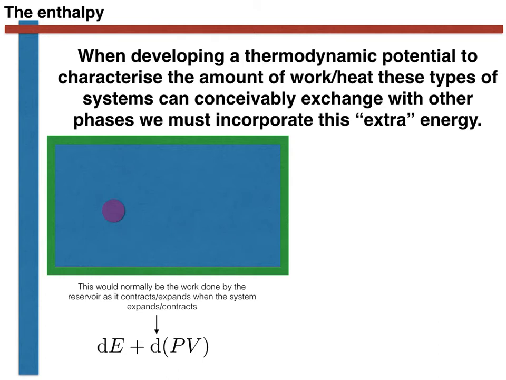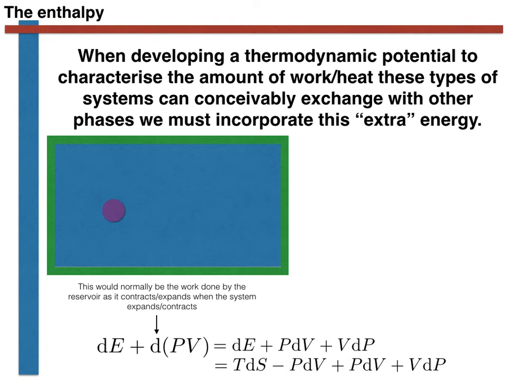We now proceed as follows. We can use the product rule to write dPV as PdV plus VdP. We then recall that dE equals TdS minus PdV. The minus PdV and the plus PdV terms then cancel, and we are thus left with TdS plus VdP. This sum is the change in a new thermodynamic potential we call the enthalpy. The enthalpy is given the symbol H, and thus an infinitesimal change in this quantity can be written as dH.